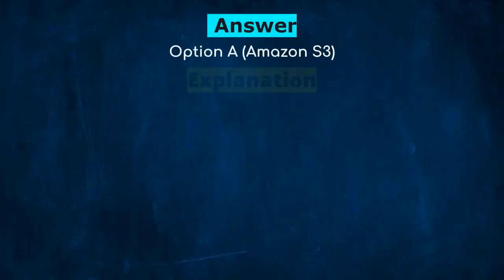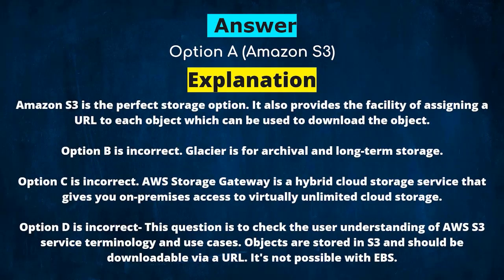Amazon S3. Explanation. Amazon S3 is the perfect storage option. It also provides the facility of assigning a URL to each object which can be used to download the object. Option B is incorrect. Glacier is for archival and long-term storage. Option C is incorrect. AWS Storage Gateway is a hybrid cloud storage service that gives you on-premises access to virtually unlimited cloud storage. Option D is incorrect. This question is to check the user's understanding of AWS S3 service terminology and use cases. Objects are stored in S3 and should be downloadable via a URL. It's not possible with EBS.